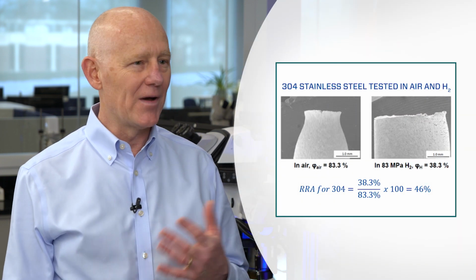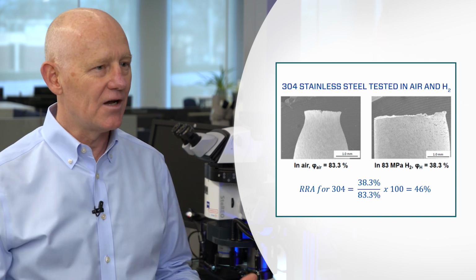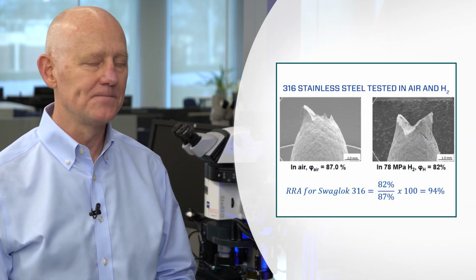So if you were to test, and I'll say austenitic stainless steels are one of the more common capable alloys in hydrogen service. But if you were to test 304 stainless, you would get about a 50% relative reduction in area. If you take 316L off the shelf, you'll get around 80%. Oh, so it's much better. Now, at Swagelok, we use an enhanced 316L with a little bit more alloy, and that will give you a 90% relative reduction in area.